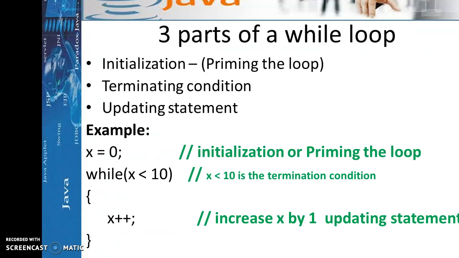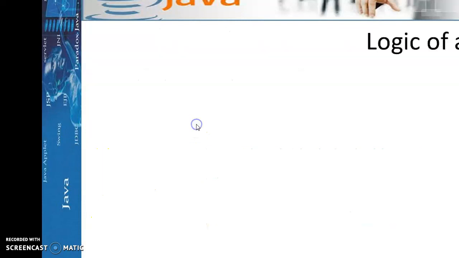And again, we talked about the 3 parts of all loops. Initialization, priming a loop. That's where you give a value a starting point. Terminating condition and updating. Now you'll find that all 3 parts exist for all 3 loops. Okay. And again, x equals 0. Again, even though I use single letters for PowerPoints, do not use single letters for your programs. And x is less than 10, x plus plus. Those are our 3 parts.